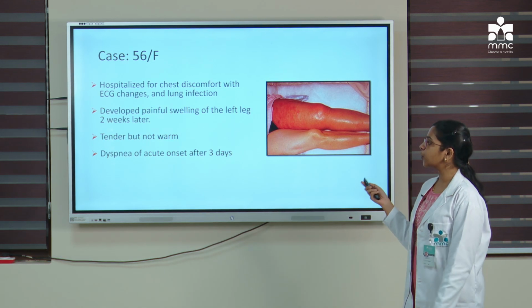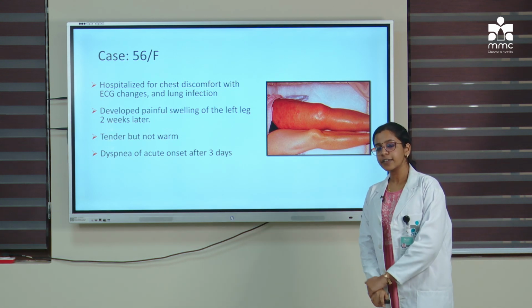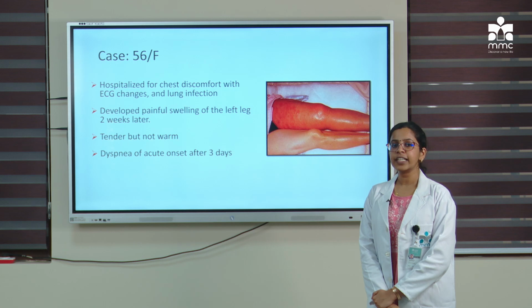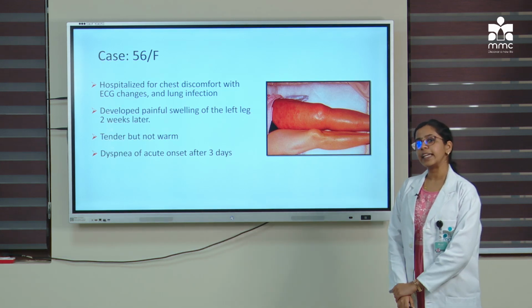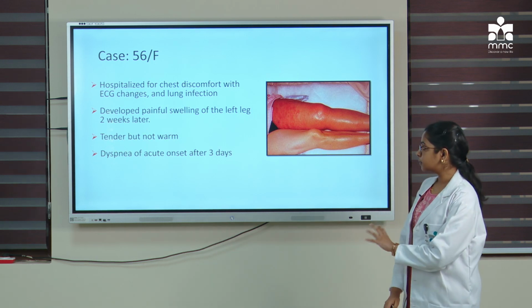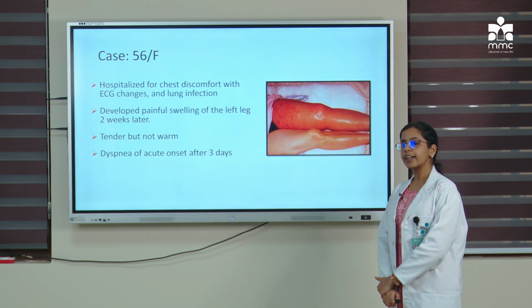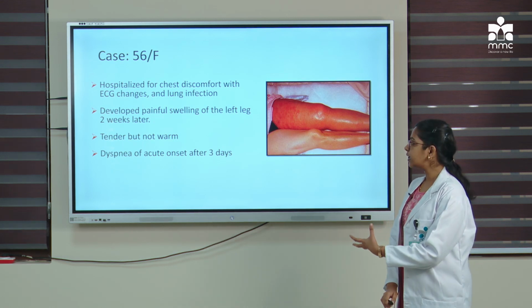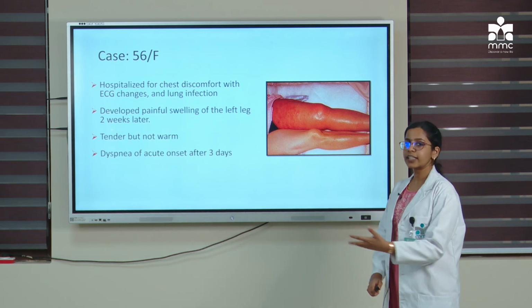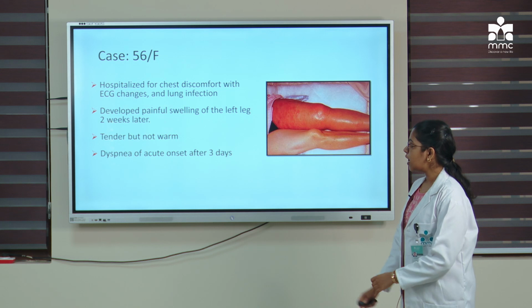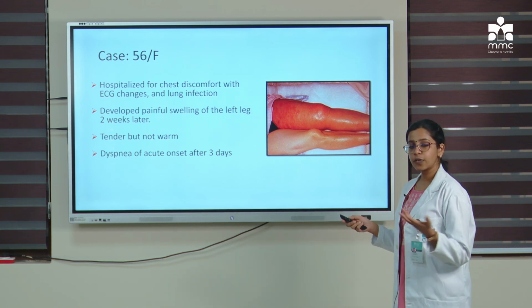It is a 56-year-old female who has been hospitalized for chest discomfort with ECG findings. There were ECG changes, and along with that she developed a lung infection. Following that, 2 weeks later, she developed painful leg swelling. The swelling was tender, but it was not warm. So that means there is actually some injury happening there, and it is tender. So there is pain over there, but it is not warm. So it is not an active infection-related inflammation going on. And she later developed, after 3 days, dyspnea, which is of acute onset.